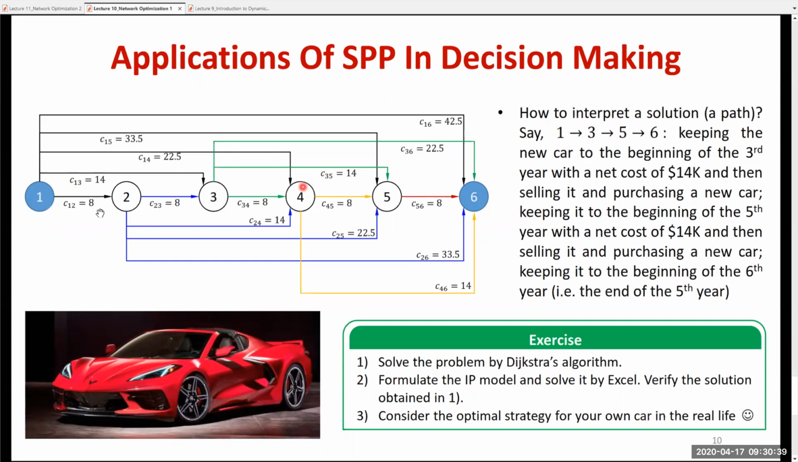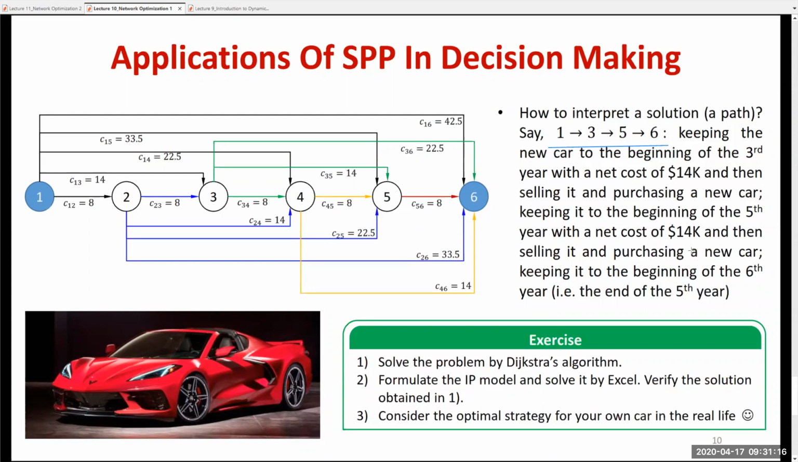For example, the solution is 1, 2, 3, 3, 2, 5, 5, 2, 6. How to interpret it? Suppose this is a solution: 1 to 3, 3 to 5, 5 to 6. This means I'm going to buy a new car at the beginning of the first year, and then I'm going to sell it at the beginning of the third year. And then I'm going to purchase another new car costing me $25,000, and keep it till the beginning of the fifth year, and then I purchase again a new car, and keep it till the beginning of the sixth year. So this is my interpretation, okay?